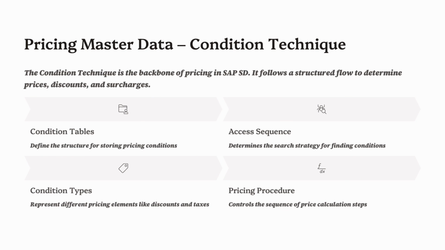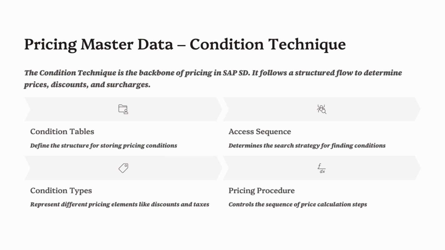Part 6. Pricing Master Data, Condition Technique Explained. Now let's talk about one of the most powerful concepts in SAP SD, Pricing Master Data. This is where SAP determines how the final price of a product is calculated during the sales process. In SAP SD, pricing is based on something called the condition technique, a flexible framework that controls how the system finds and applies prices, discounts, and surcharges automatically.